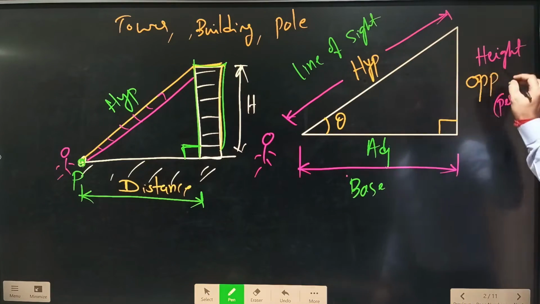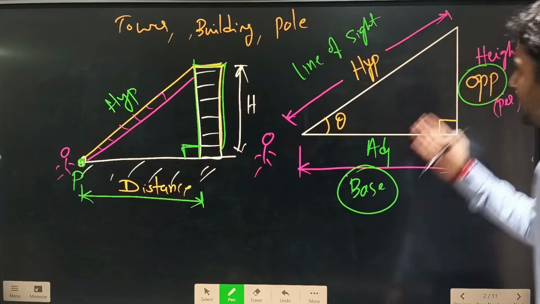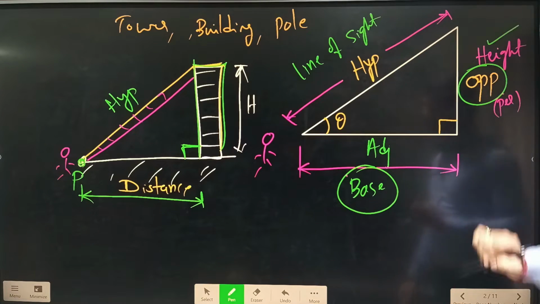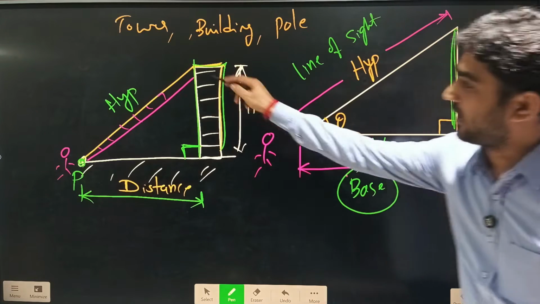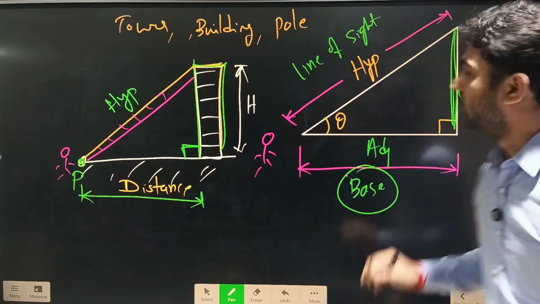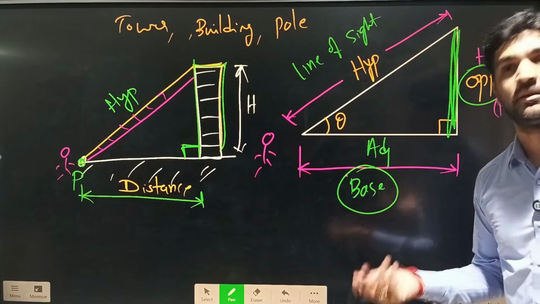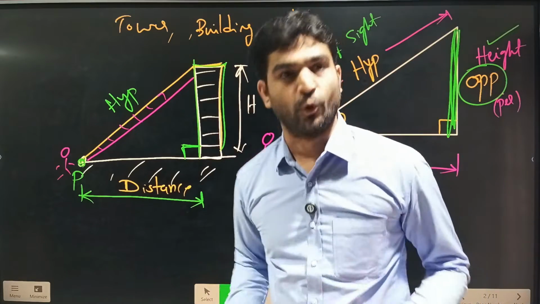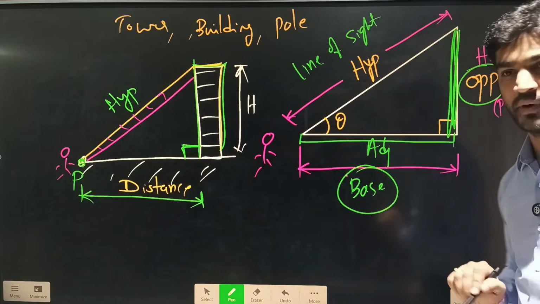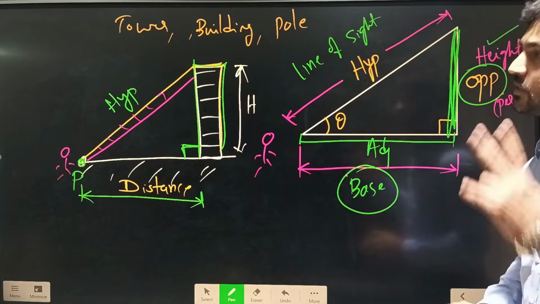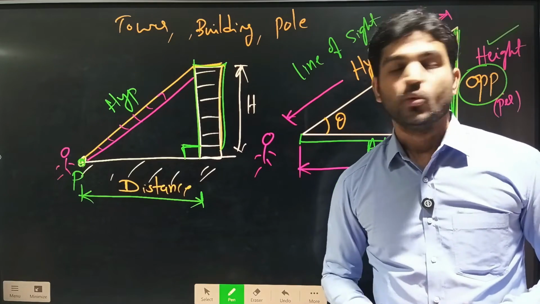As I said earlier, this opposite side is the height and the base is the adjacent side. The opposite side expresses the height of the pole, if you consider this a pole, or the height of the building, or if we consider this a tower, the height of the tower, height of the building, height of the pole. The same time this will be a distance. Now dear friends, that angle we are going to express in two different ways.